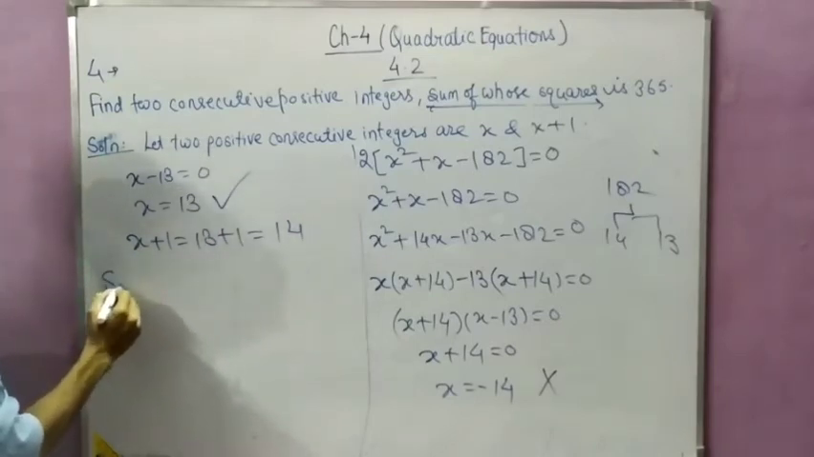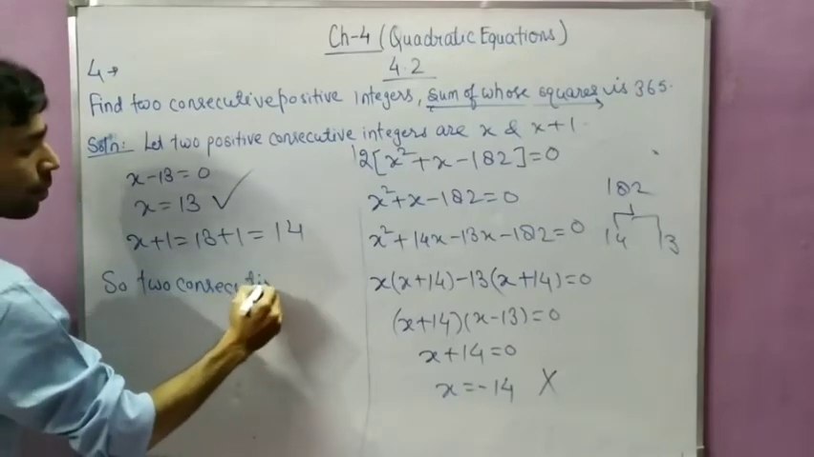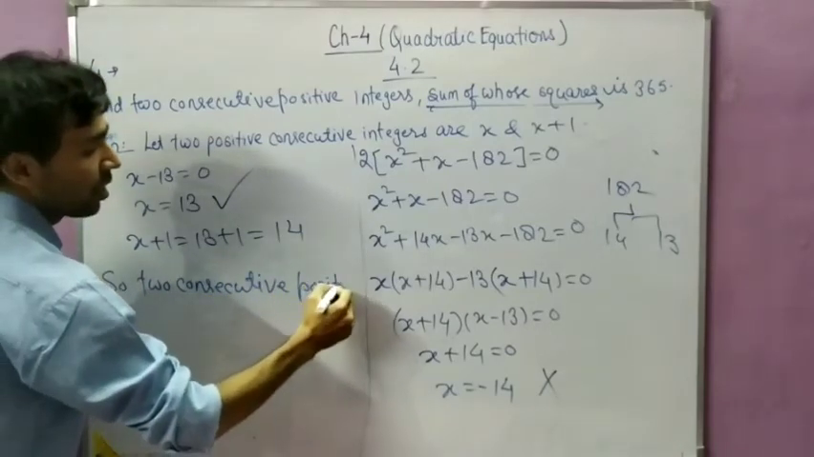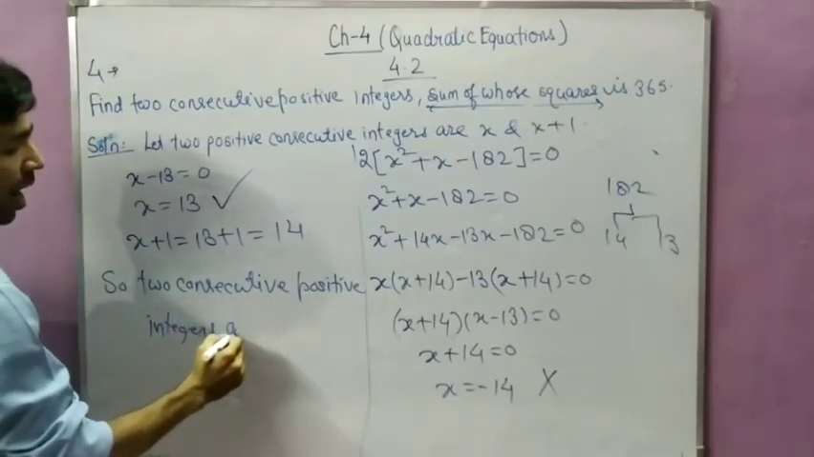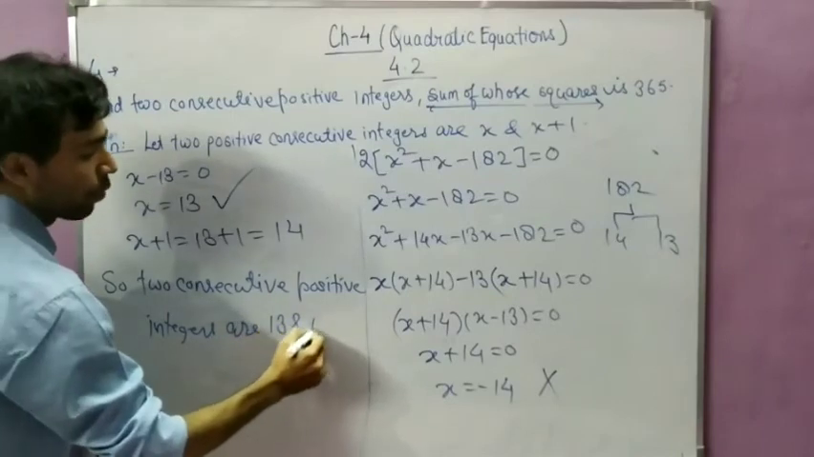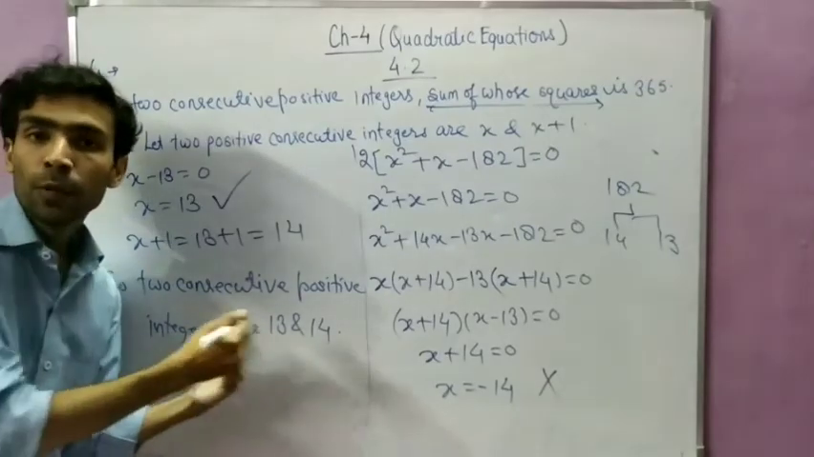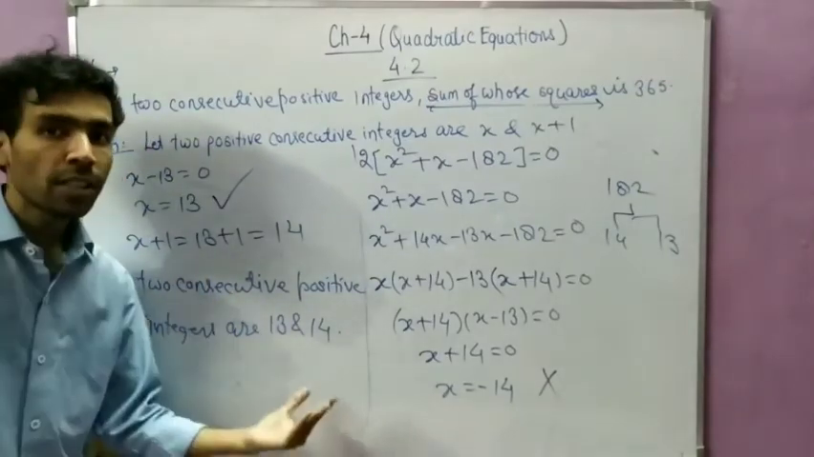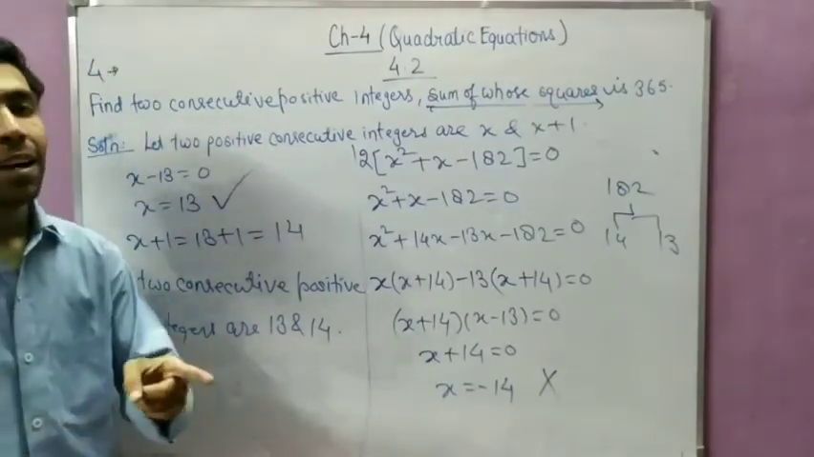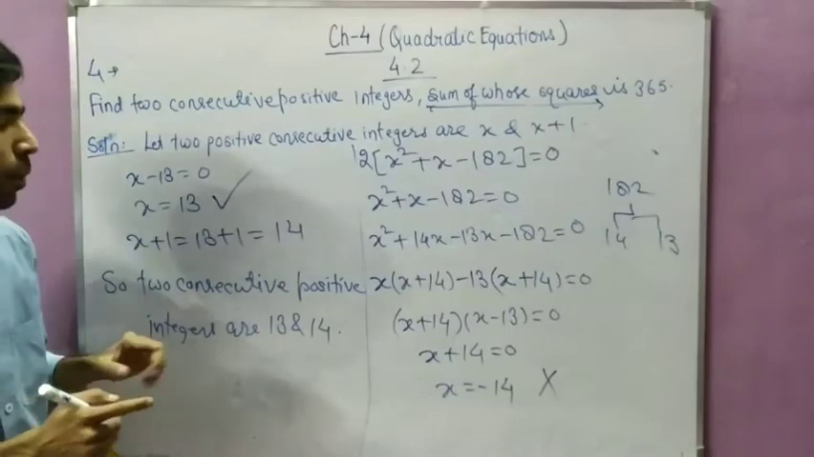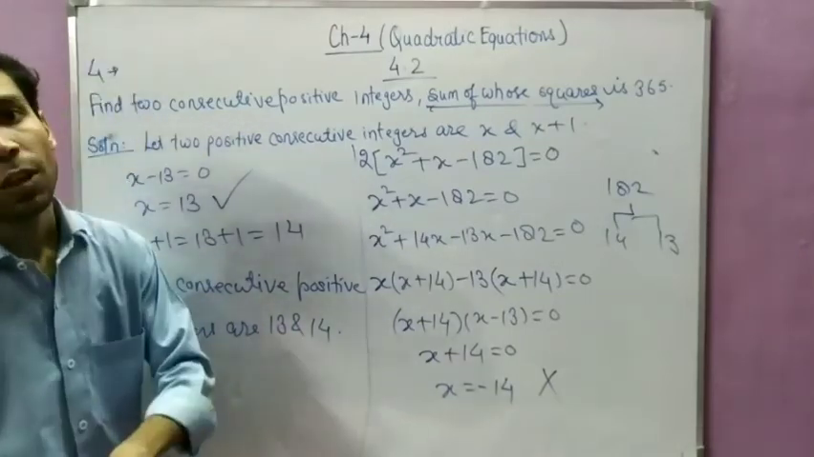So the answer will be: the two consecutive positive integers are 13 and 14. Now see, 13 and 14, they are both consecutive, they are both positive, and they are both integers. So it means our answer is correct. And you can verify your answer also. Both are positive, it is true. Both are integers, it is true. Both are consecutive also, it is true.